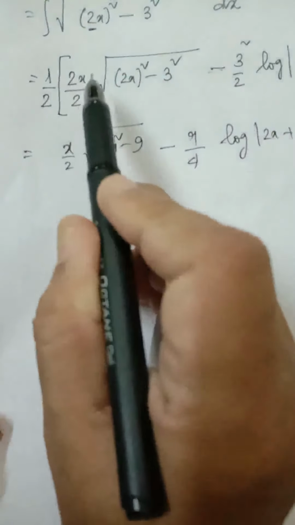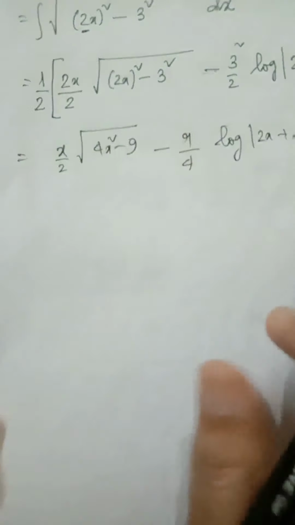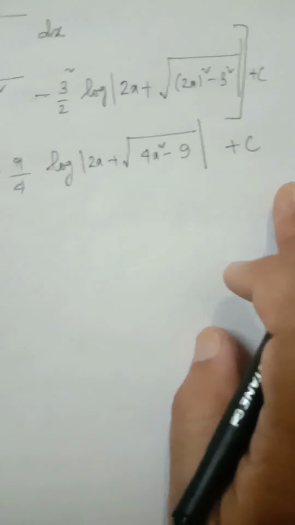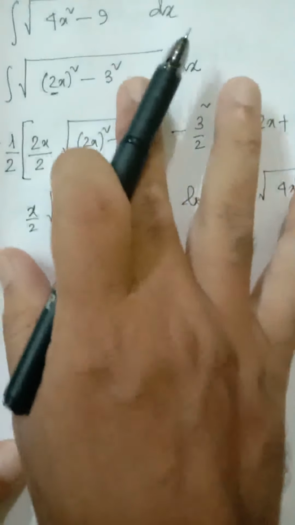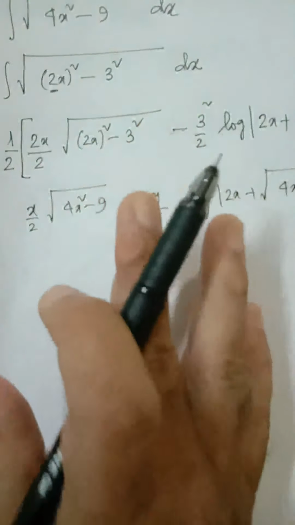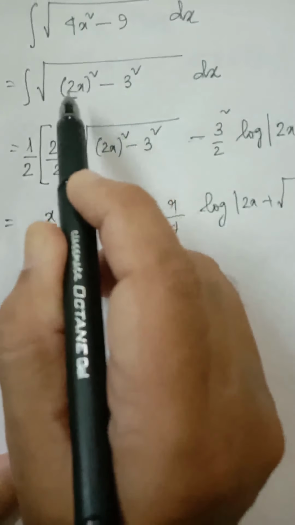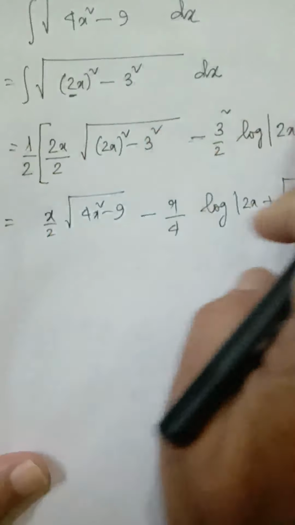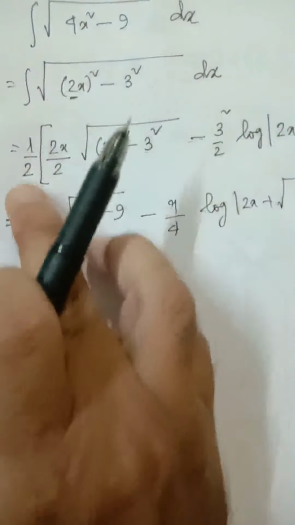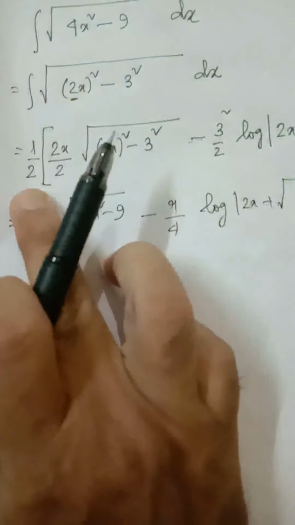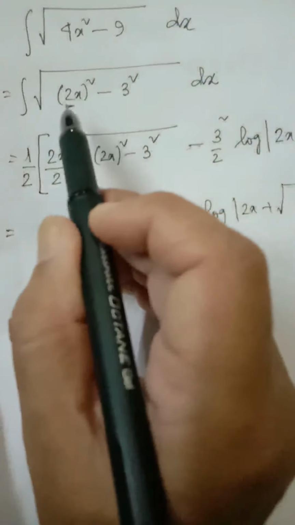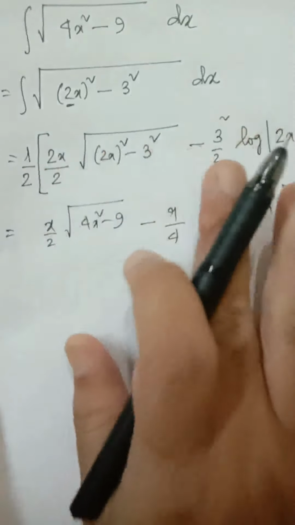Half into 2x by 2 will be x by 2 into root over 4x square minus 9 minus 9 by 4 log of this plus c. In this way we can directly integrate this without substitution, but you have to remember, if there is a coefficient of x like this, here coefficient of x is 2, after integration you have to divide the result by the coefficient of x, which is 2 here. Or you can substitute, you can put 2x equal to t and then you can apply the formula.